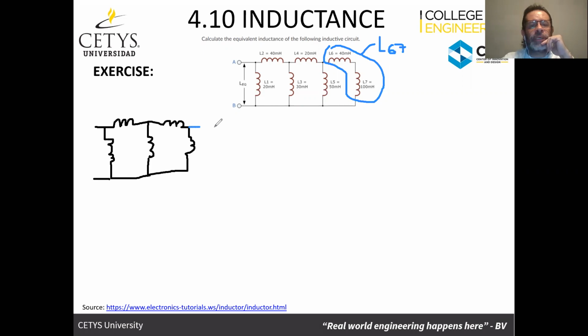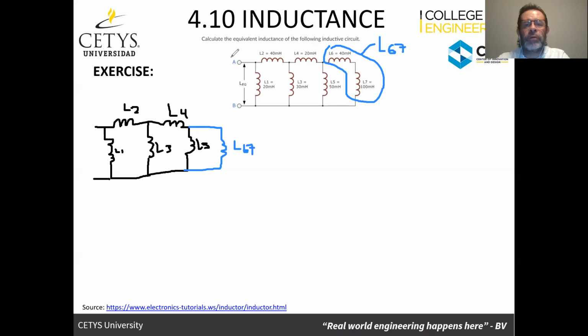I'm not going to write down the names again, but this inductor here, this would be L67. I'm going to write the numbers, or else there's going to be confusion. This is L5. This is L4. This is L3. This is L2. And this is L1.